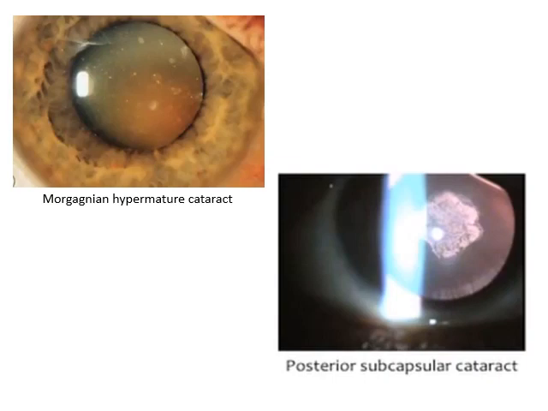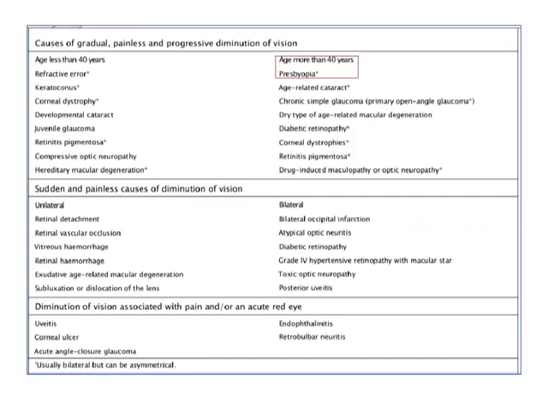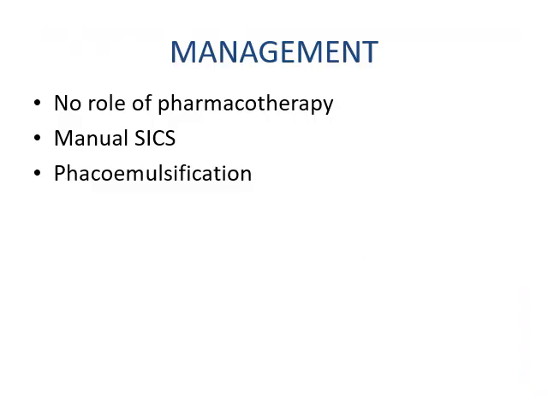oral or topical steroids. In this chart, I have divided the nature of diminution of vision into gradual and painless, sudden and painless, and diminution of vision associated with pain or acute red eye. So in our case, the patient had gradual painless diminution of vision. So the DDs would be presbyopia, age-related cataract, that is senile immature cataract, which our patient had, chronic simple glaucoma, diabetic retinopathy, hypertensive retinopathy, retinitis pigmentosa, etc. If not all, some of the causes you will have to remember and come during your exams, as it will be asked. Lastly, the management of cataract.